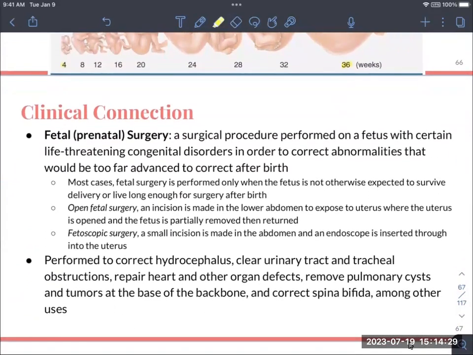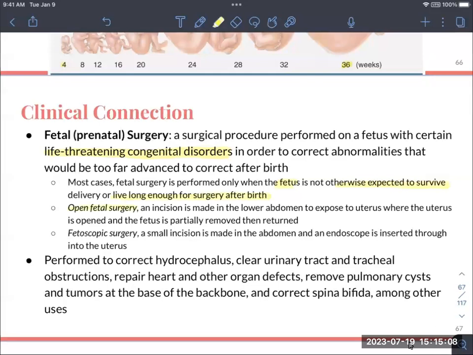Fetal surgery. They do fetal surgery from time to time, and it's usually if there's some sort of life-threatening congenital disease. So they try to correct it before it advances too far before birth. It can be performed when this fetus otherwise won't survive, isn't expected to survive, or if they do make it outside of the womb, they don't live long enough after birth to survive surgery.